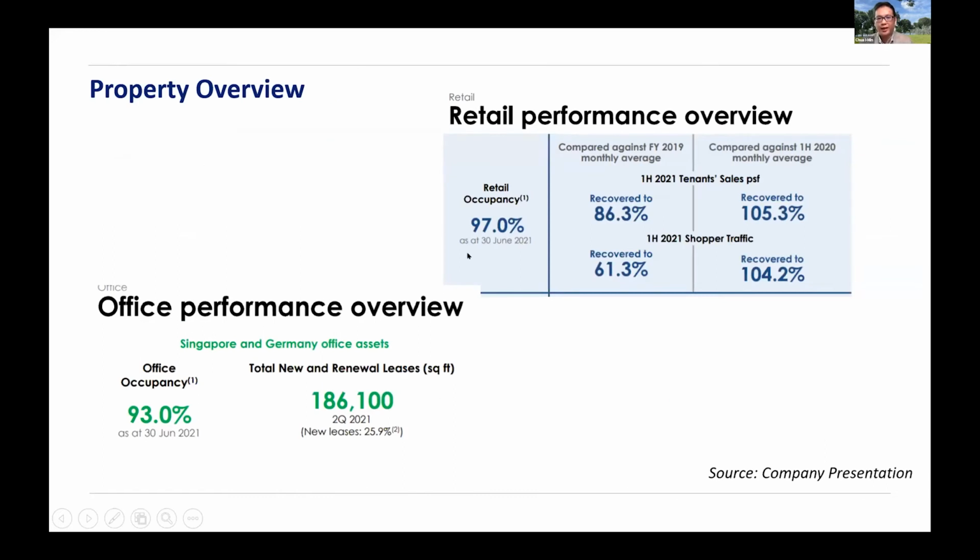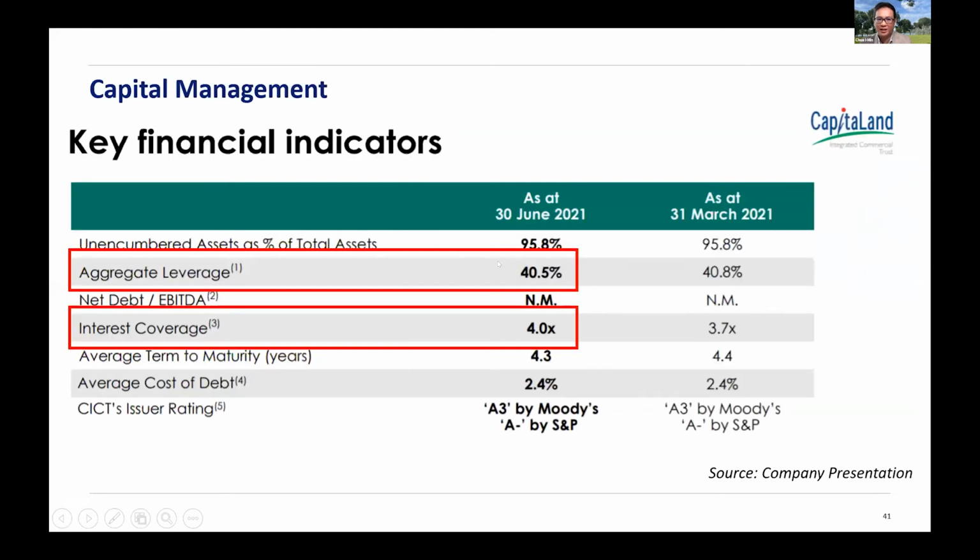Okay, same thing I want to show here is the occupancy: 97, office 93, very healthy occupancy. The financial, yes, you can argue that it's slightly above my criteria, but with such good standing, I'm actually happy to accept that, even though it's slightly higher than my own benchmark of less than 40. But the interest coverage is actually also quite healthy, 4 times, more than 3.